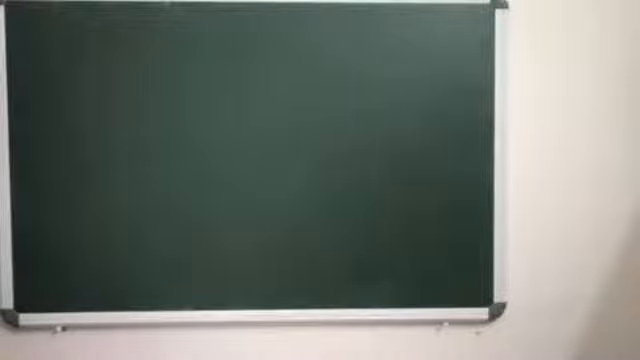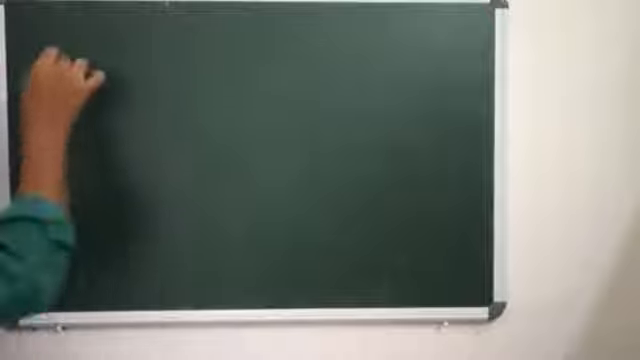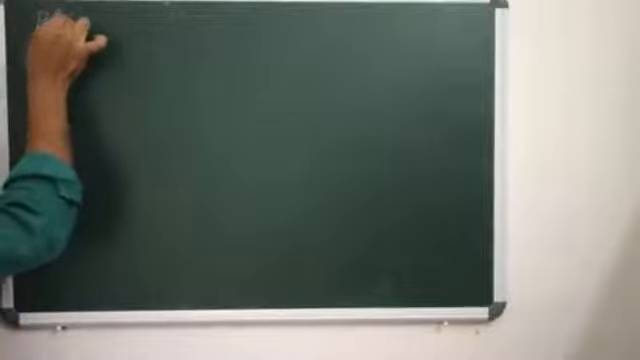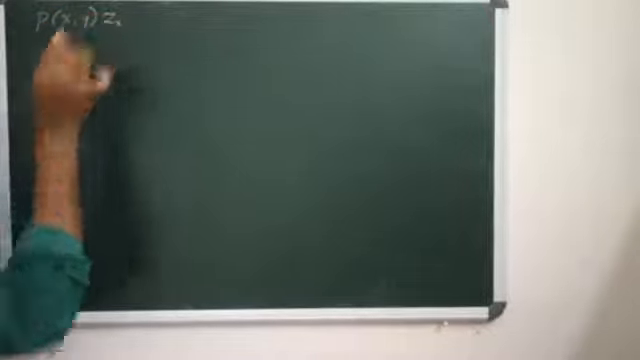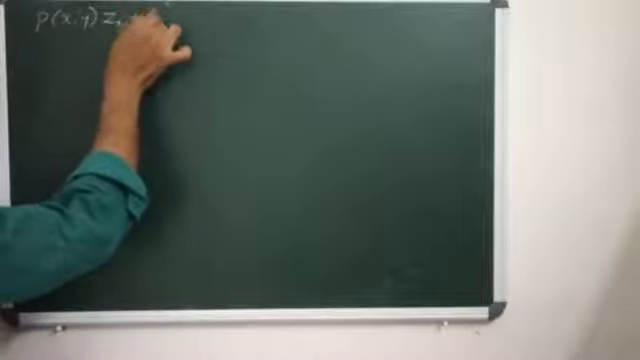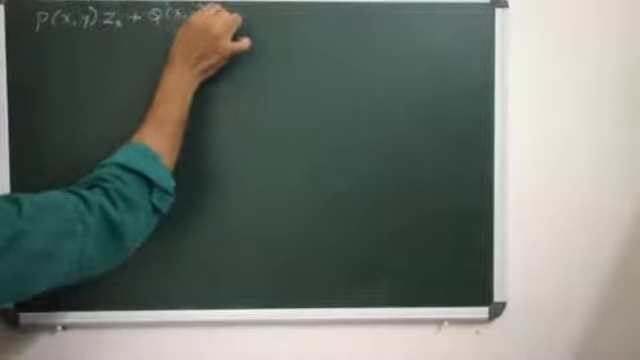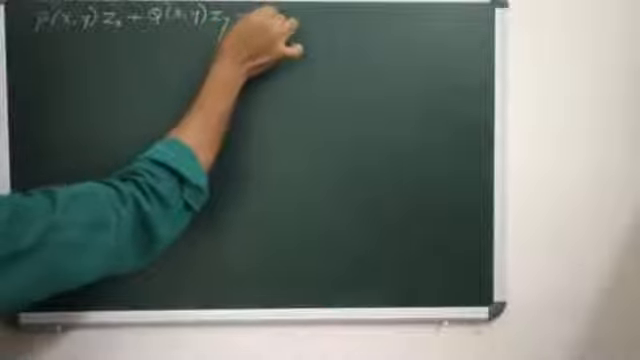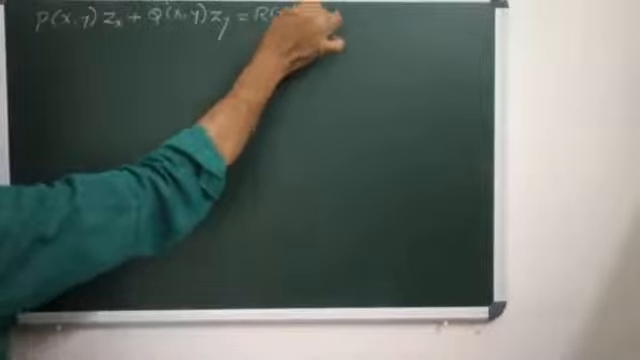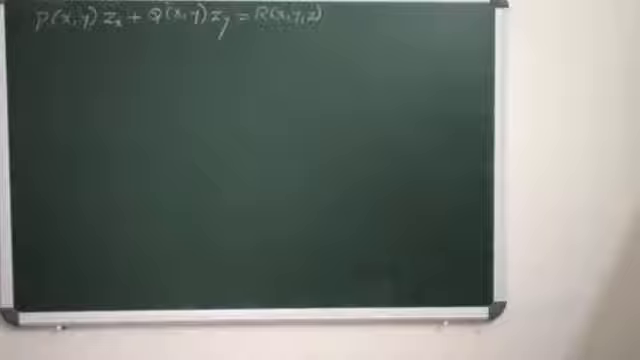Dear students, in this class, let us discuss semi-linear equations and quasi-linear equations. So what is a semi-linear equation? A semi-linear equation is an equation of the form p(x,y) z_x + q(x,y) z_y = r(x,y,z). This equation is said to be a semi-linear equation.